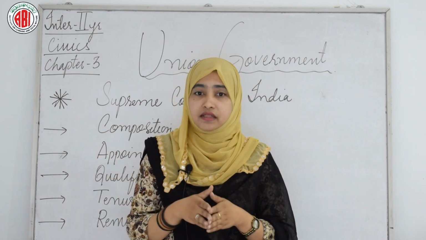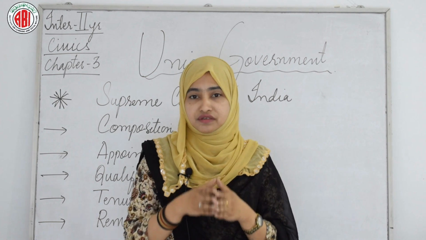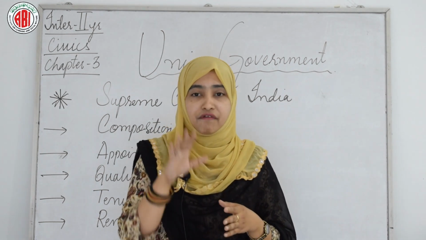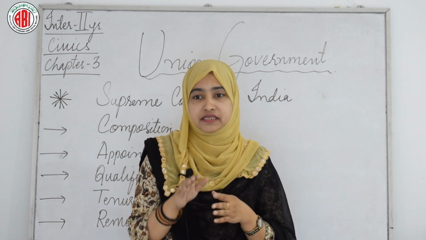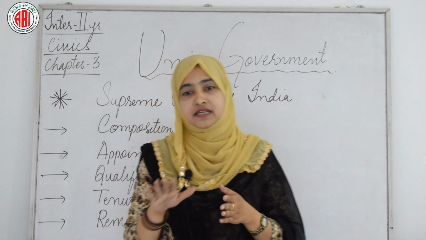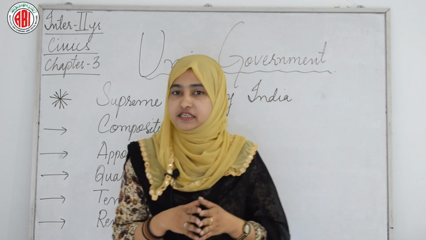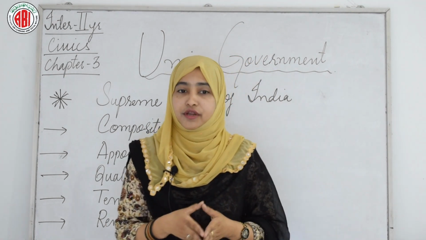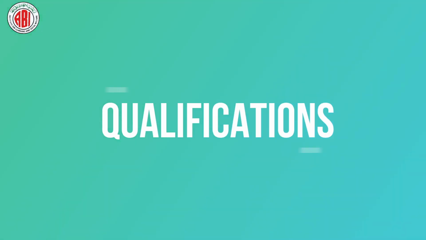Here the collegium, consisting of the Chief Justice of the Supreme Court and 5 senior judges, identifies the names and suggests them to the Ministry of Justice and Legal Affairs. Get it? This is the procedure of appointment. Now we will see the qualifications.